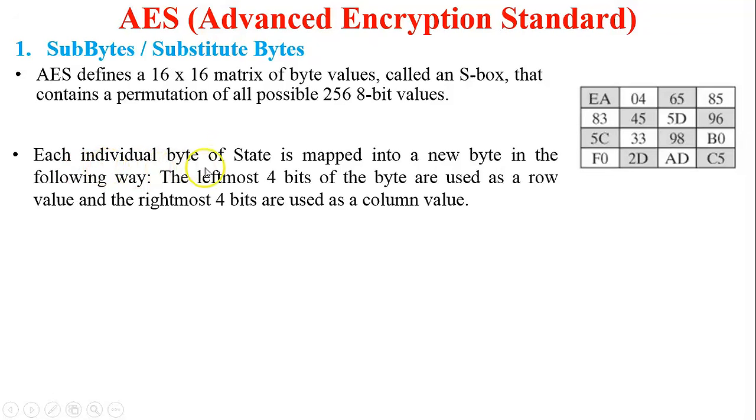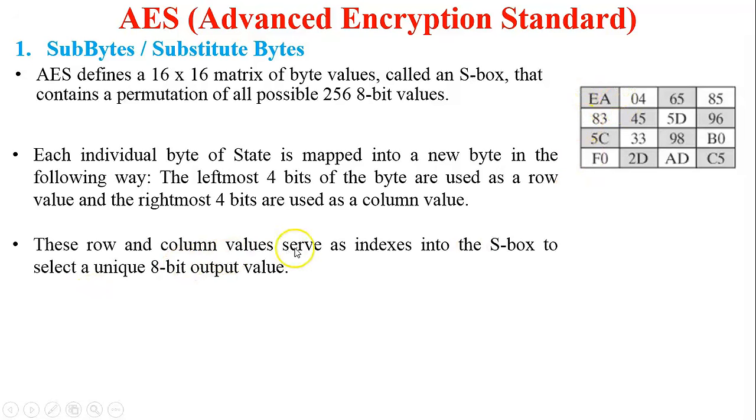Each individual byte of state is mapped into a new byte in the following way. The leftmost 4 bits of the byte are used as the row value, and the rightmost 4 bits are used as the column value. In this matrix you can see the first byte is EA. This occupies 1 byte, so this is 8 bits. E occupies 4 bits and A occupies 4 bits. So in the S box you look at the row of E and the column of A, and it gives a new value. So we can substitute it over here.